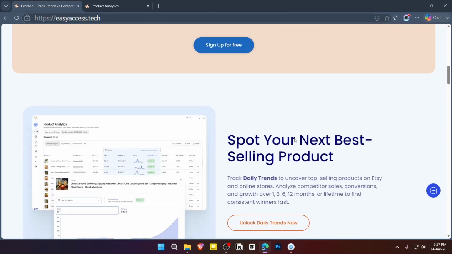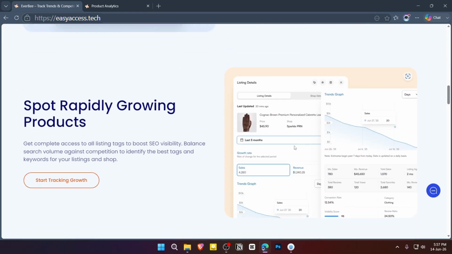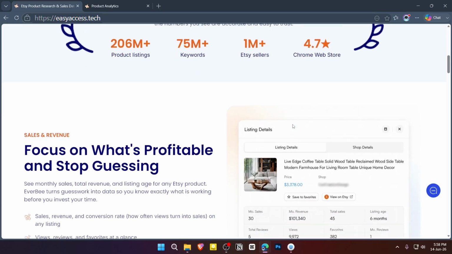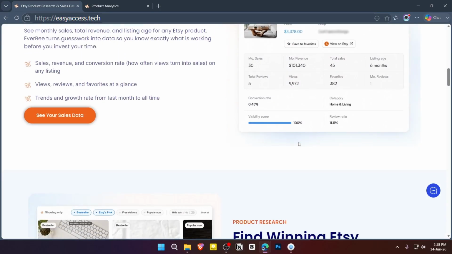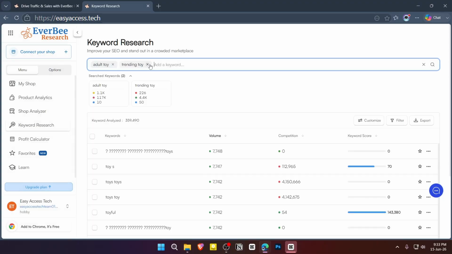For creators who sell digital products, EverBee can be especially helpful. Whether you are creating templates, planners, design assets, printable products, or other digital downloads, understanding what customers are already purchasing can provide valuable direction. Rather than starting from a blank page, you can identify trends and build products around proven demand. Another important feature is keyword research.